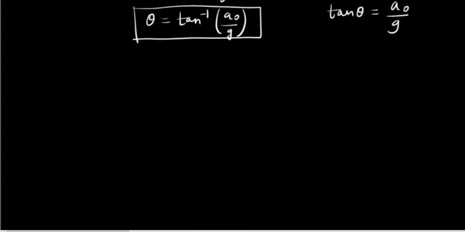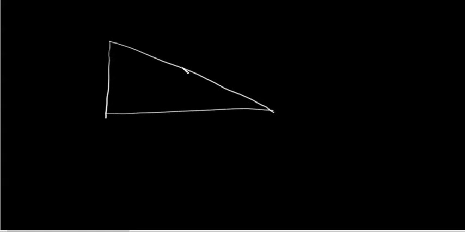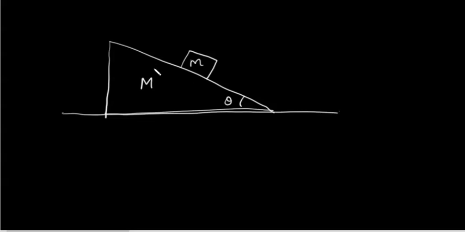Let's look at one more problem. Suppose we have a triangular wedge, and there is a small mass m kept on this triangular wedge. This wedge has mass capital M, and let's say the angle with the horizontal is theta. And there is a force F in this direction towards right. Now the question is, if all the surfaces are smooth, that means there is no friction between any surfaces, we have to find out this capital F such that this mass m will not slide down.